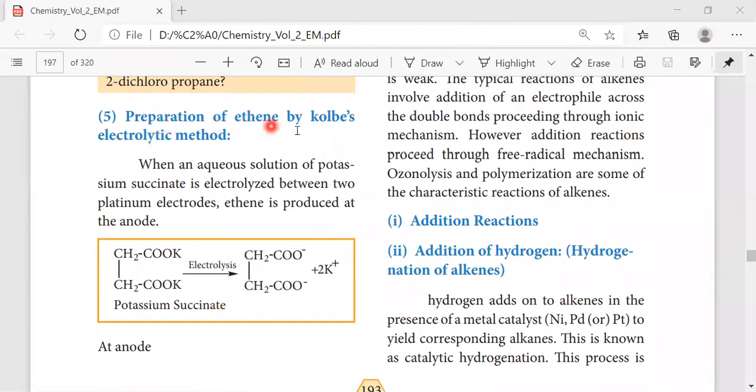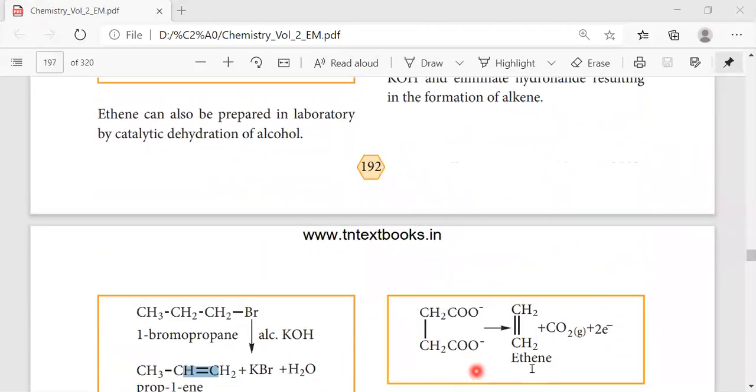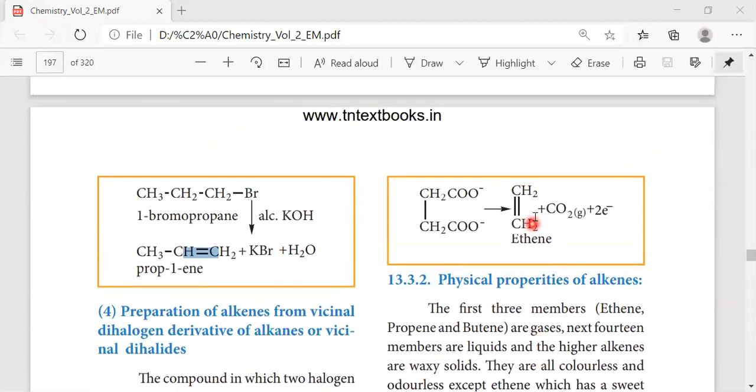Then, preparation of ethene by Kolbe's electrolytic method. In Kolbe's electrolytic method, we consider the example of potassium succinate, which is derived from succinic acid. In the presence of H, it is replaced by potassium. On electrolysis, we get the CH2COO minus, the anionic form, and then the cationic form. Now on interconversion we get ethene.